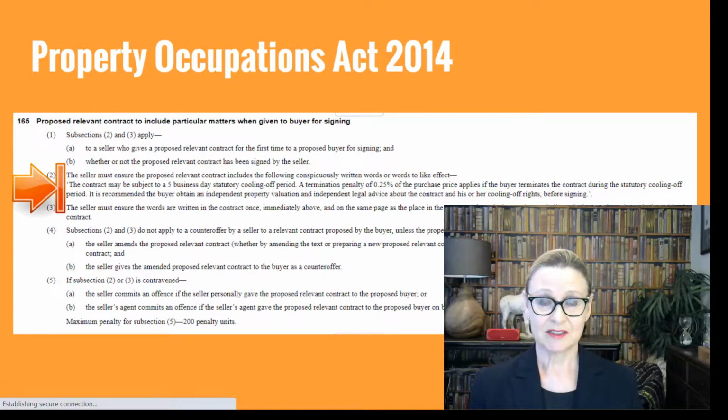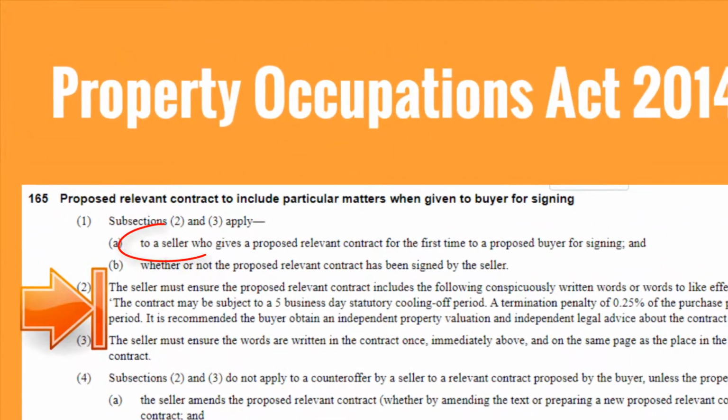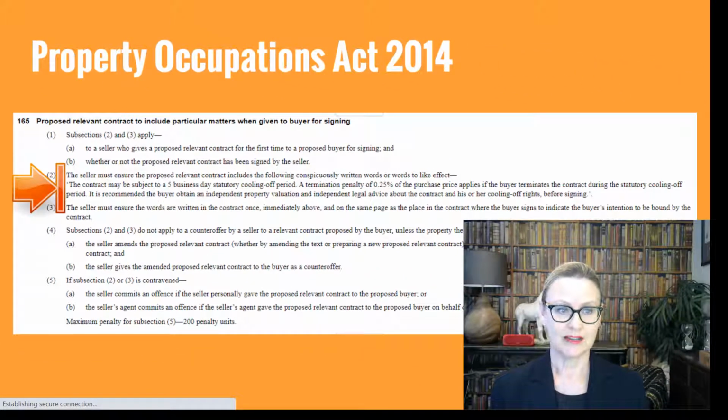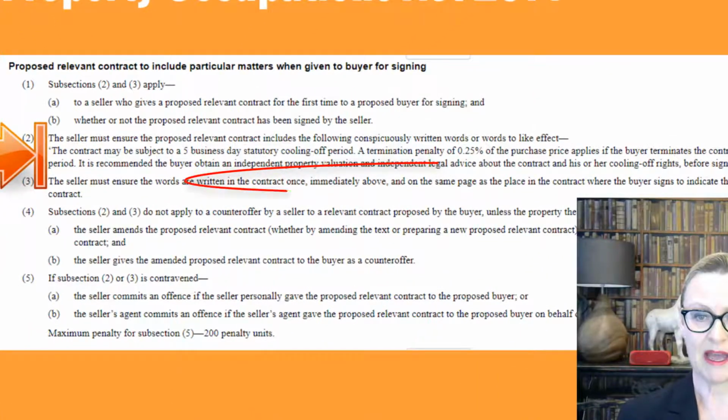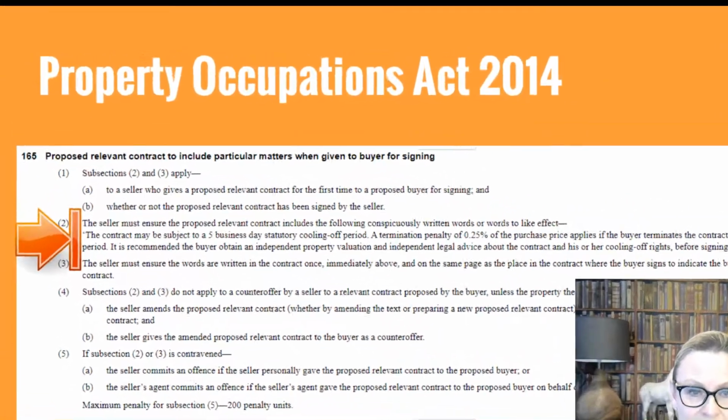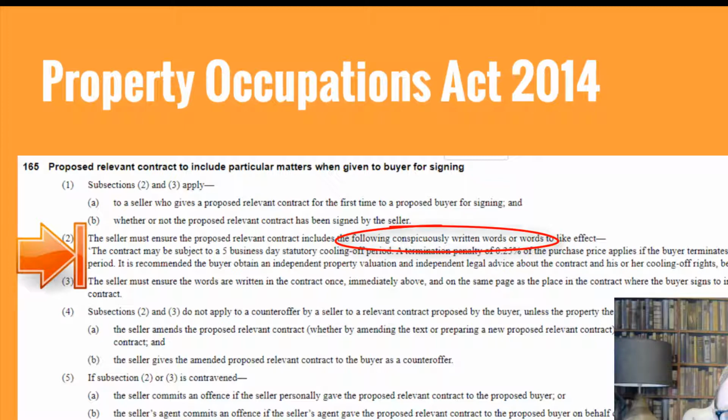Then you come to section 165, which tells you who is responsible for getting the warning into the contract, and you can see the text of the warning set out in sub 2 there that we just saw gets transposed into the REIQ standard form contract there. As you see, sub 3, the seller has to ensure the words are written in the contract once immediately above on the same page as the contract where the buyer signs. Sub 2, it says the words have to be conspicuously written.